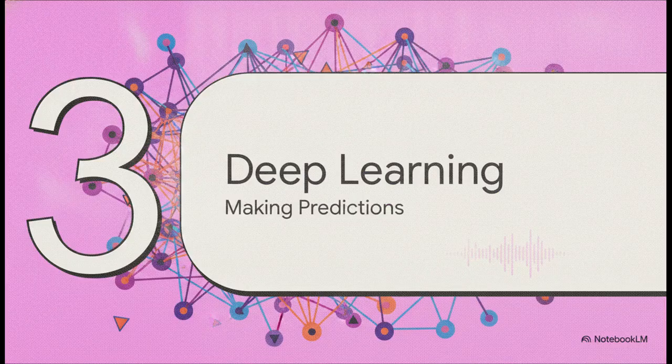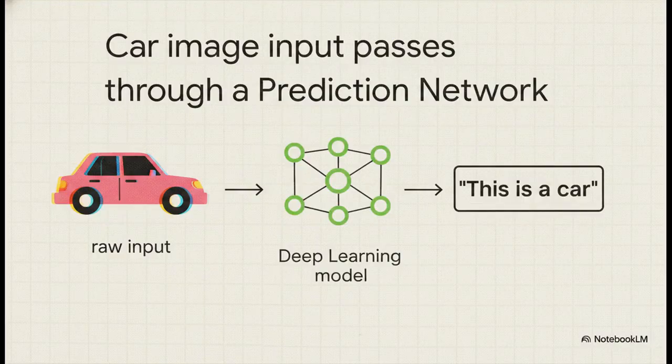All right, on to Section 3, deep learning and making predictions. Let's think about the actual mechanics of a prediction network for a second. You take raw visual input, say an image of a car. That input gets passed through a model made up of heavily interconnected neural nodes. These intricate layers crunch the pixels and eventually output a highly confident classification. This is a car. To us, it feels like magic, but in reality, it's just incredibly complex math disguised as a simple recognition task.